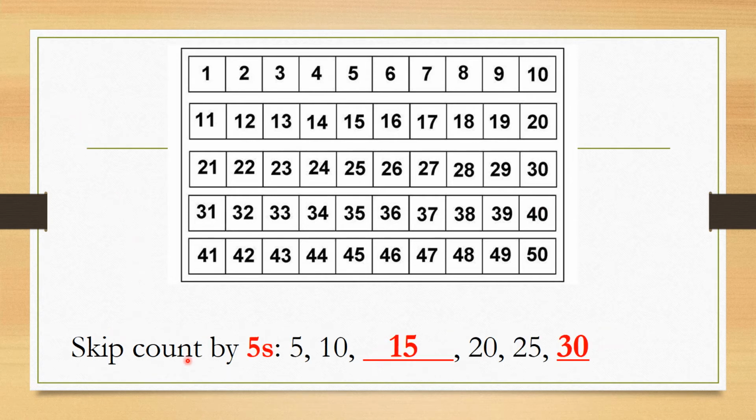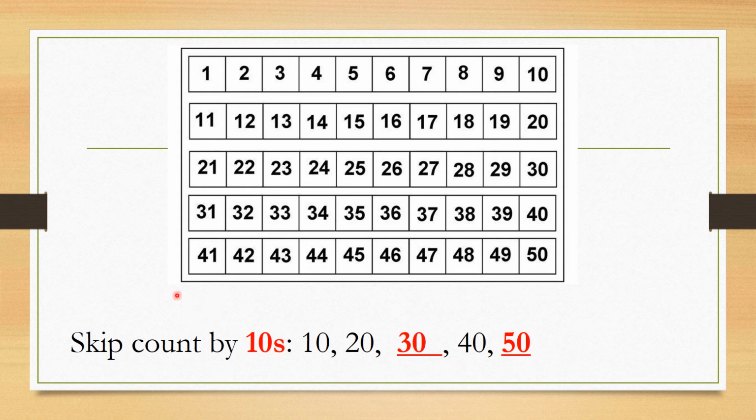Skip count by 5s. How do I skip count by 5? It means I'm gonna count by 5. So I'm gonna count 1, 2, 3, 4, 5. 5. 1, 2, 3, 4, 5. 10. 1, 2, 3, 4, 5. 15. 1, 2, 3, 4, 5. 20. 1, 2, 3, 4, 5. 25. 1, 2, 3, 4, 5. 30. Alright, so 5, 10, 15, 20, 25, 30.